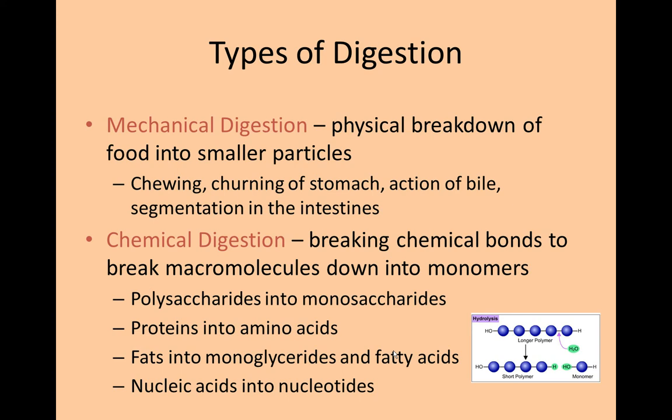We need to take large proteins, for example, from soy products like tofu or from animal products like meat. And we're going to take those proteins and break them down into their component parts called amino acids. We're going to take fats and break them down into their component parts called monoglycerides and fatty acids. Fats can come in the form of animal products like the fat found in, say, meat, or from plant products such as olive oil or any kind of vegetable oil.